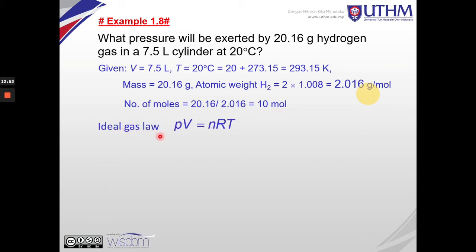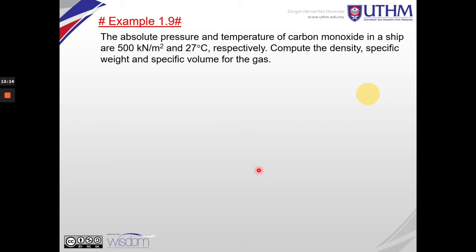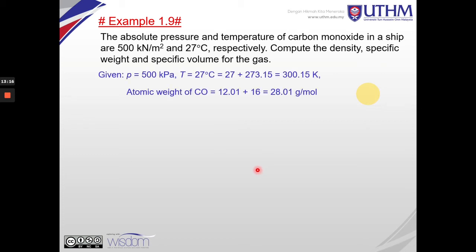Okay, ideal gas law: PV is equal to nRT. So we just use this equation and put in all the values that you get from here. So we get the absolute pressure as 3249.67 kilopascal.